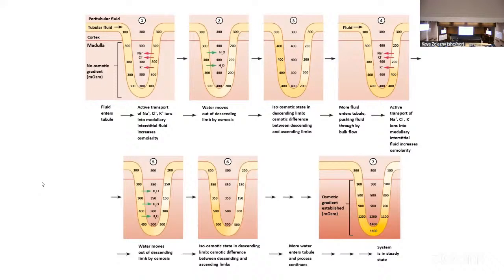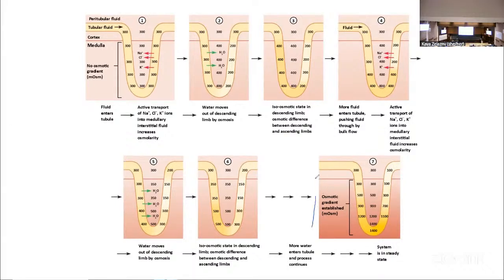Okay, so here's that setup picture. And so I'll just highlight a couple things, but what we really want to know, when you're studying, is not the setup, but the steady state system that we end up with at the end, right? So the steady state system we end up with at the end is a cortex that's at 300 milliosmoles. The fluid flowing through the proximal tubule as it enters the loop of Henle is also at 300 milliosmoles.